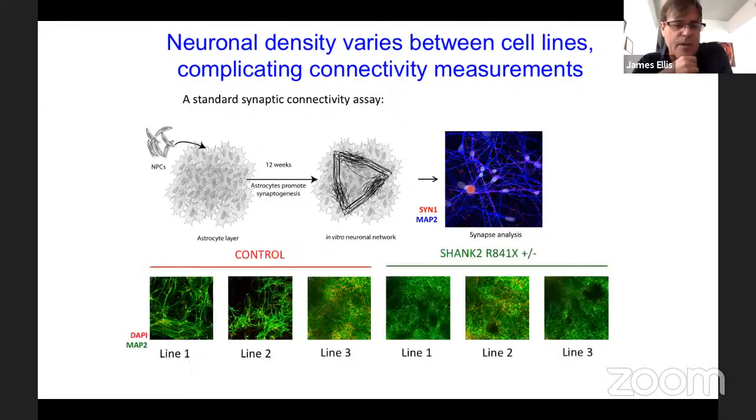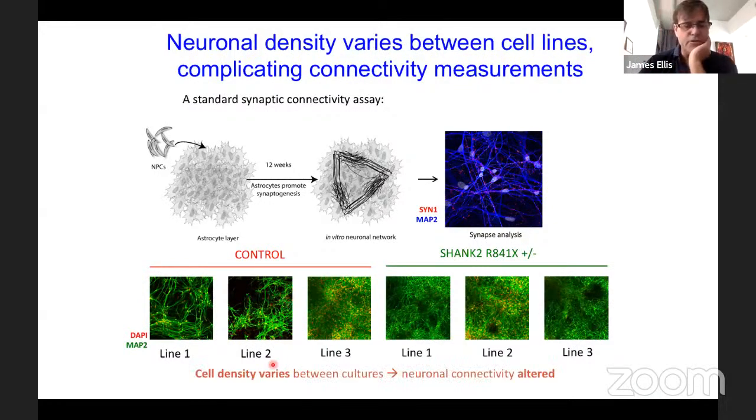You can then start to look at connectivity. But one of the problems that we ran into was that the different lines differentiated with different efficiencies into neurons. So you can see this line here, the density is actually very low, whereas this line is very high. So if you looked at the number of connections, cells in this high density compared to cells in this low density, it's clearly going to be higher here than there. And that leads to a lot of variability, which is summarized here: cell density varies between the cultures, and this leads to variability in neuronal connectivity.